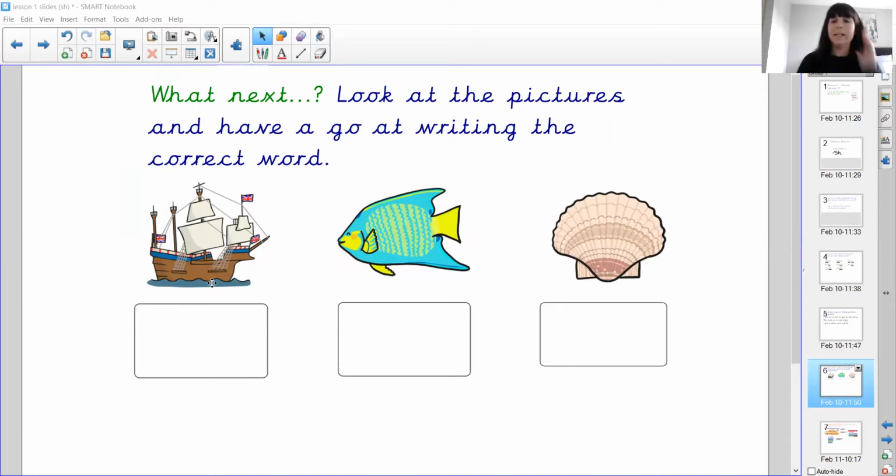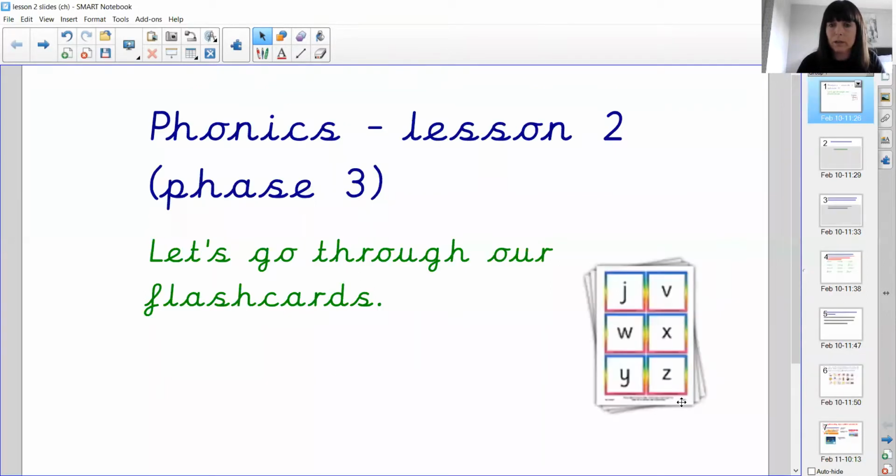So let's start today's lesson. I'll just go back to our slides for today. So we're on lesson 2. We're going to start with our flashcards as always. So we've got the sounds that we looked at yesterday, the new one that we looked at yesterday, and then another new one in at the end. So let me just put myself on full screen so you can see the flashcards. Here we go.